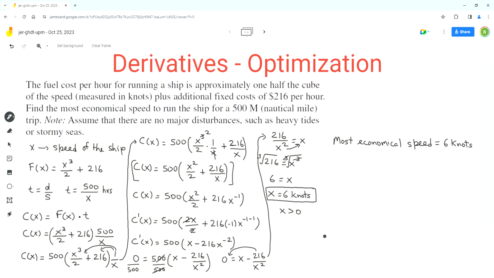So these are the steps you have to keep in mind to solve this type of problem. So in this problem, you have to be very careful about what we need to find and how we can get the function from the given information. So here we are given the fuel cost per hour, and then we find the time it will take to undertake that 500 nautical mile trip, and then we multiply those two functions to get the cost function for this 500 nautical mile trip.